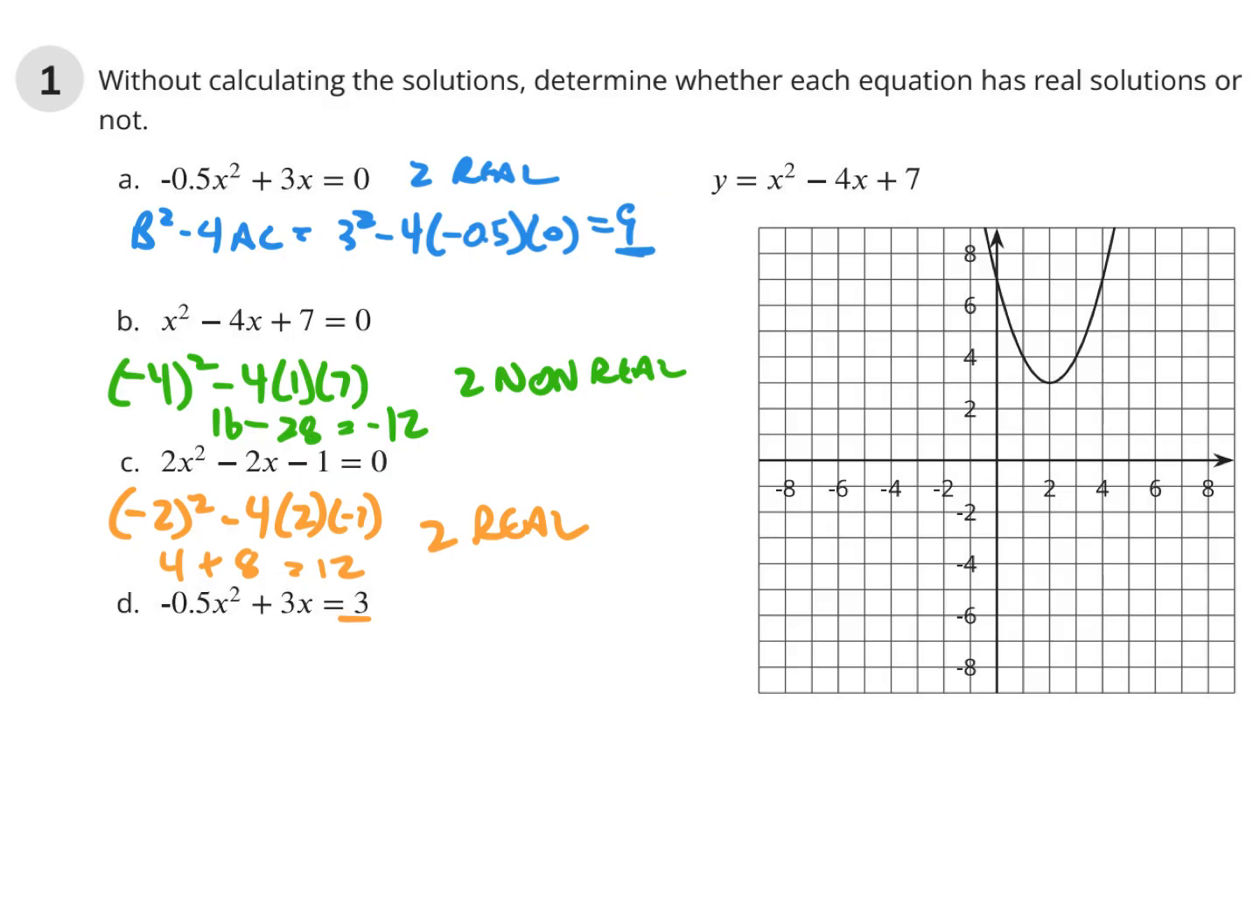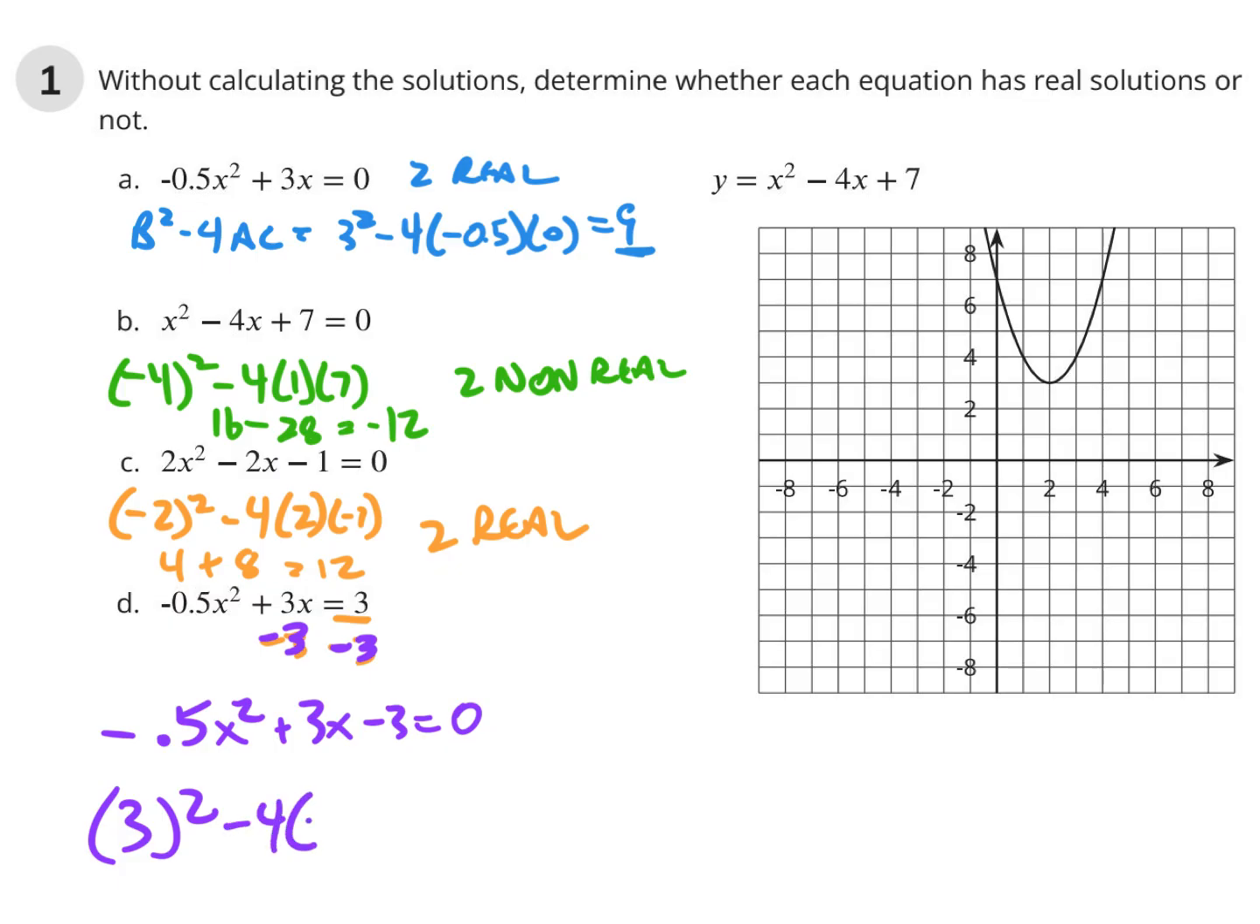All right, so this is not equal to 0, so I have to move the 3 over, rewrite. Oh, I keep forgetting to change the color. So I'm going to minus 3 on both sides of the equation. Negative 0.5 x squared plus 3x minus 3 equals 0. B squared, which is 3 squared, minus 4 times A, which is negative 0.5, times negative 3 equals 0.